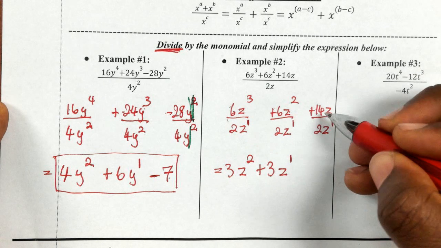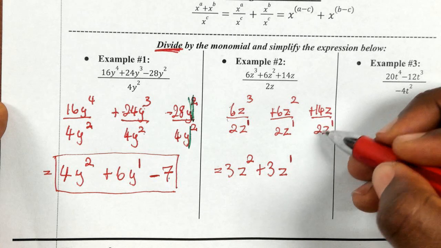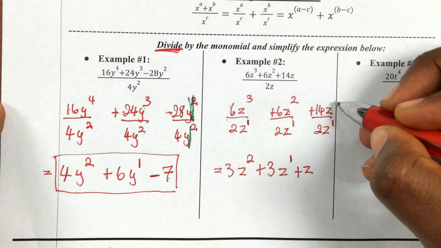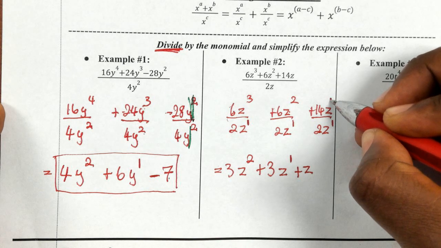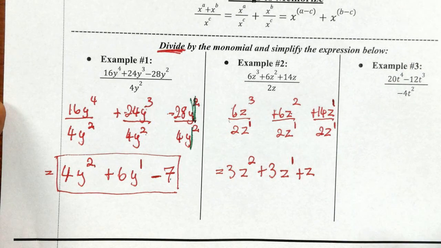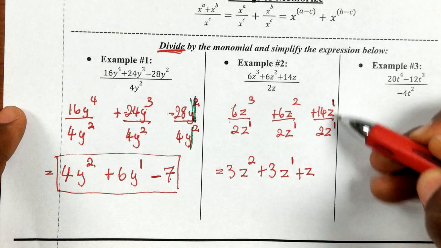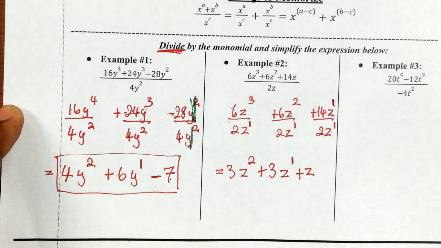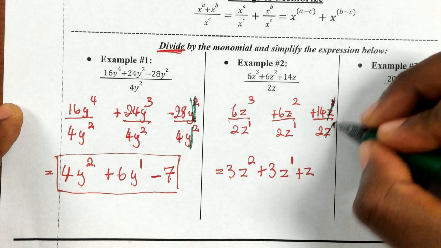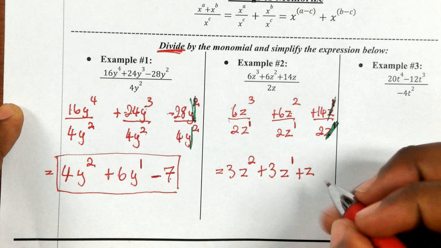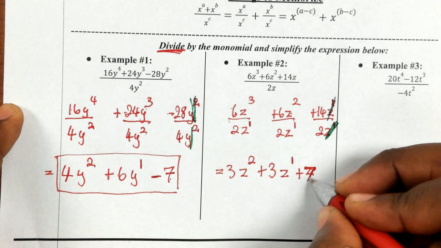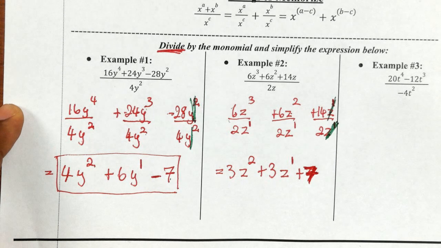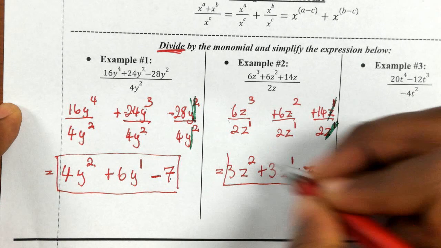Now let's simplify this one. 14 divided by 2 is positive 7. So again, this z does not have an exponent, but you always assume that exponent is a 1 when you don't see an exponent. Because we're dividing z by z, both of these cancel each other out, because 1 minus 1 is 0. So we're left with, sorry, this should be a 7. Sorry about that. My handwriting messed up. And that is my answer.